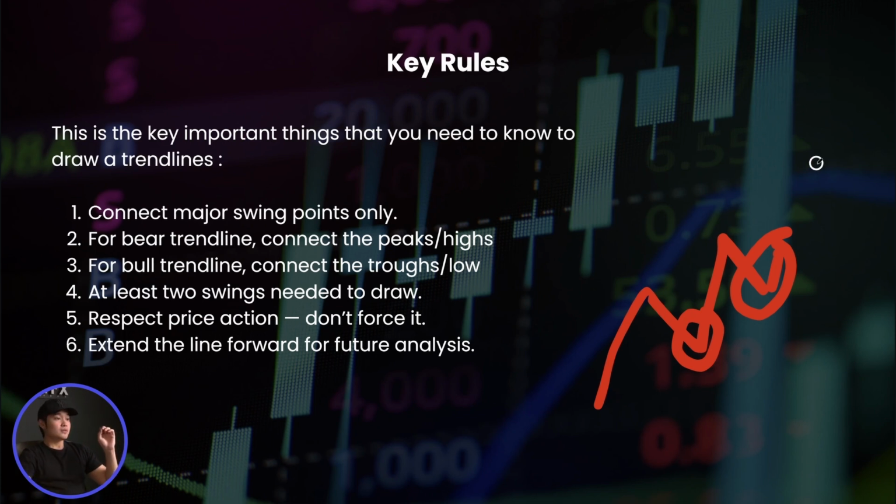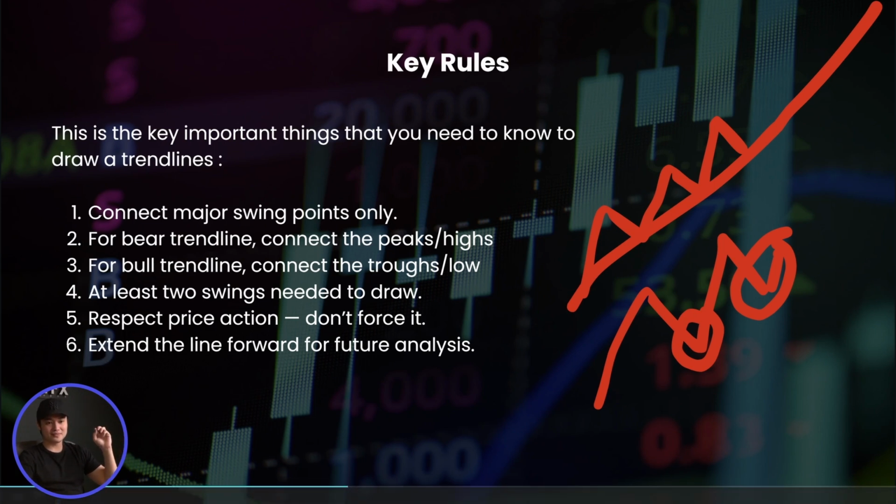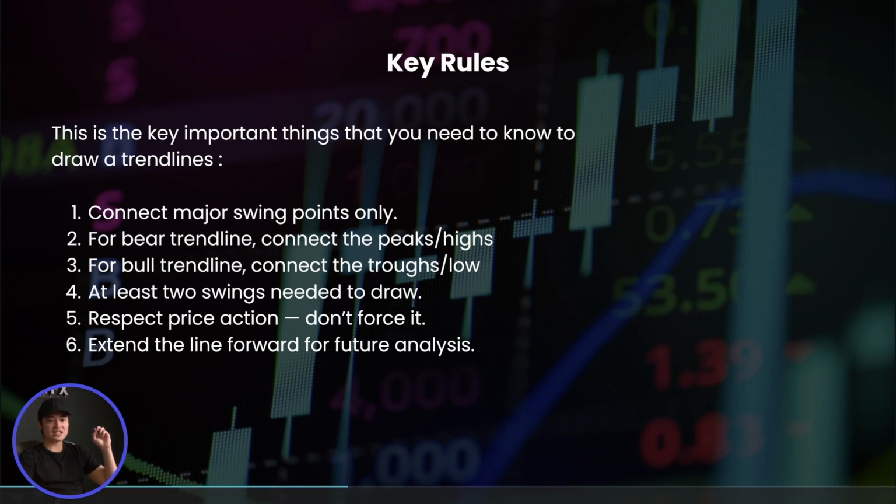Okay, and number 6 is to extend the line forward for future analysis. You have to make sure that you really extend the trend line itself to project your next support or the next potential resistance. It should be like this. Okay, you don't want to draw the trend line only like this short one. You have to extend it as far as you can. Okay, that's the main point. Okay, let's go to the next slide.